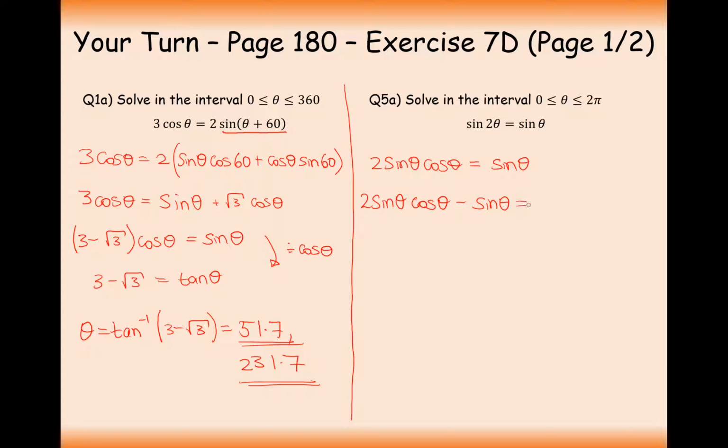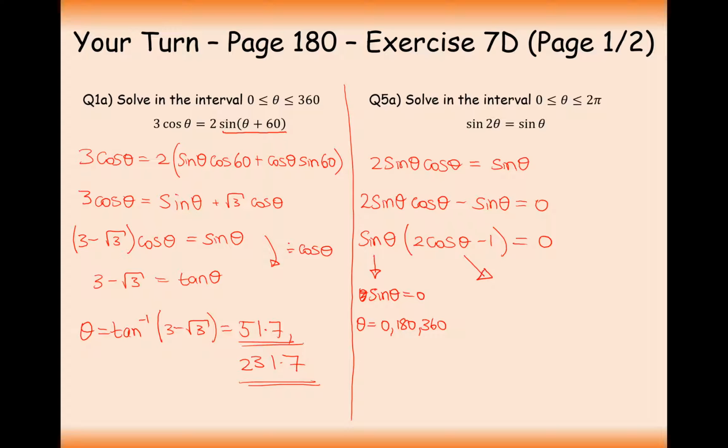And indeed, if you were to subtract sine theta onto the other side and then factorise it out, you're going to get 2 cos theta minus 1 multiplied by sine theta. So in this case here, sine theta could equal 0, because we've got two things that are multiplying to make 0, so one of these things must be 0. So theta is therefore 0, 180, or 360.